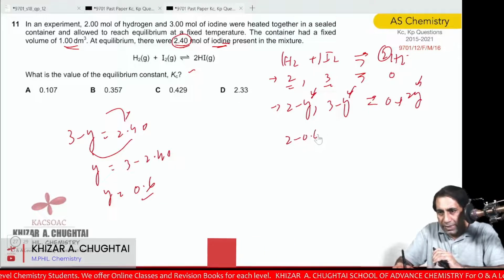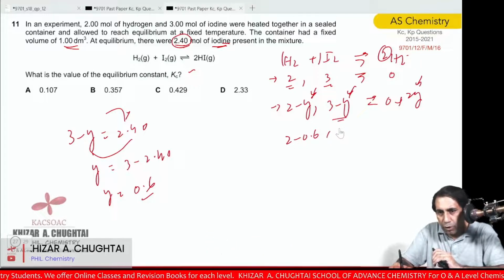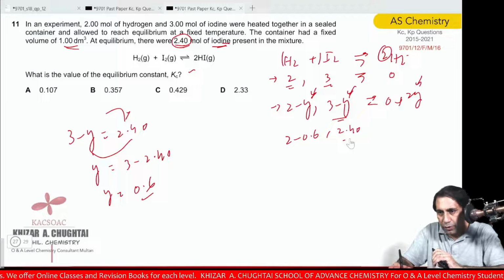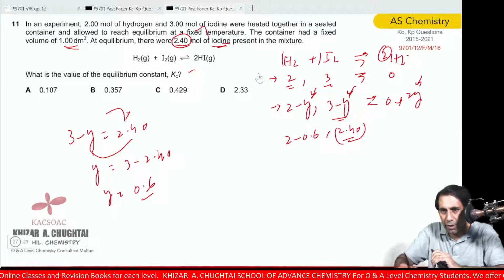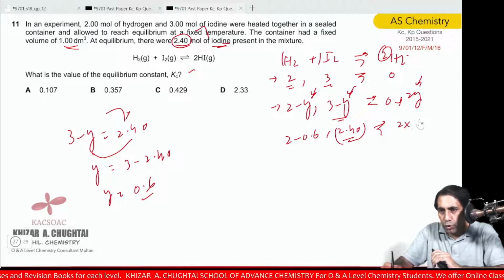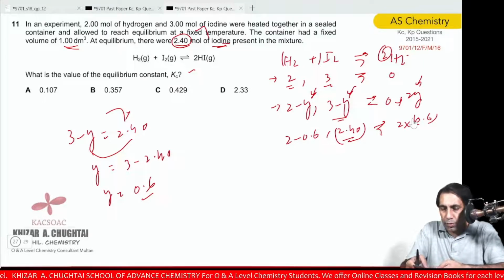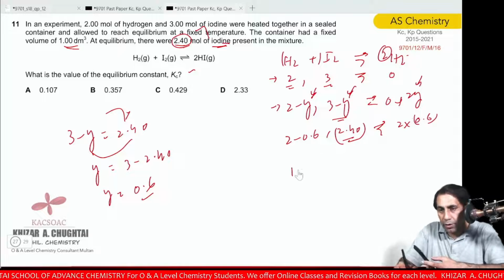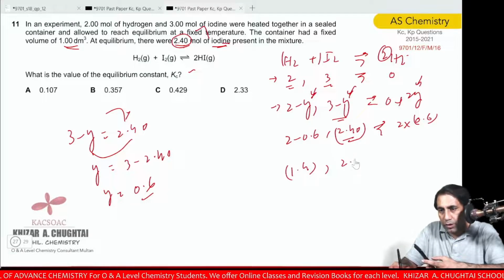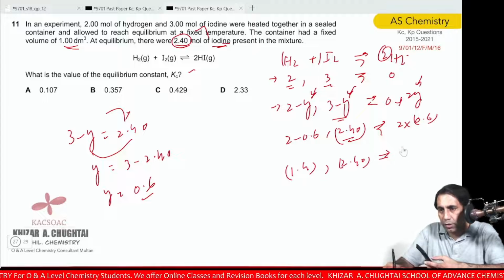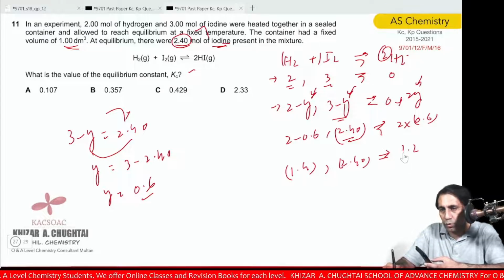Put y equal to 0.6. 2 minus 0.6, that will be equal to 1.4, iodine is 2.4, it's given over here, and HI goes to 2 into 0.6. So 2 minus 0.6, that is equal to 1.4, iodine is 2.4 and HI is 1.2, right?